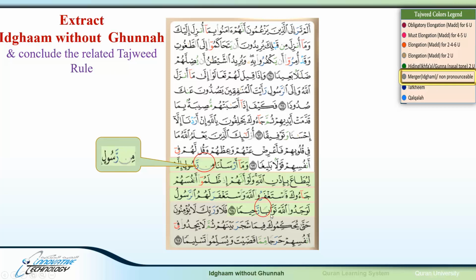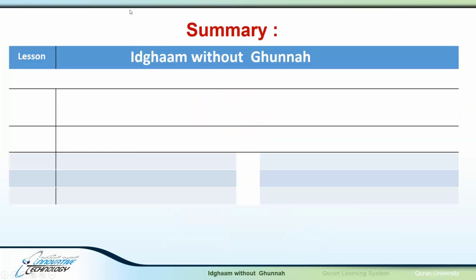And the last example is Tawwaban Rahima. There is a tanween here, Tawwaban, followed by a ra. When we merge them together, we don't pronounce the tanween, and that's why it's in gray, and it will sound like this: Tawwaban Rahima.